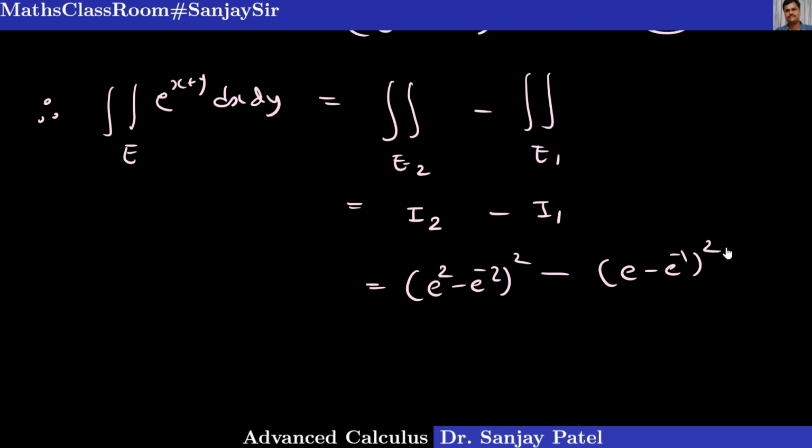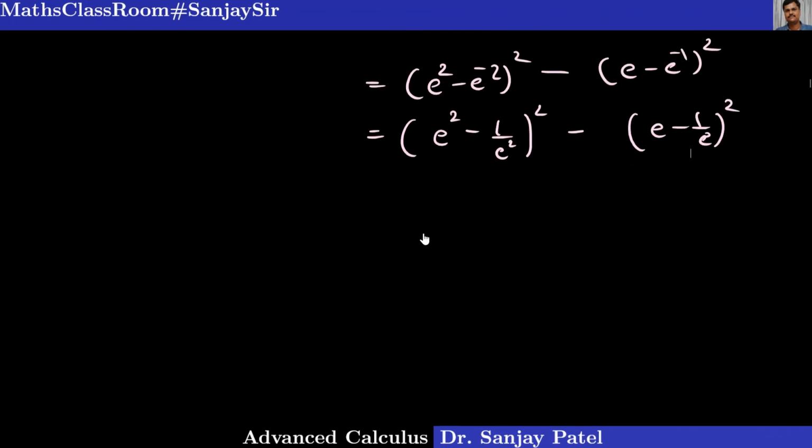So if you simplify this, what you will get is just a difference of these 2 squares. We can simplify in this manner. So this is e minus e raised to minus 1. I can take it as e square, or let me write it this way: e square minus 1 upon e square whole square minus e minus 1 upon e whole square. Just a matter of simplification. One can expand directly also, and this I can write as e minus 1 upon e whole square into e plus 1 upon e whole square.